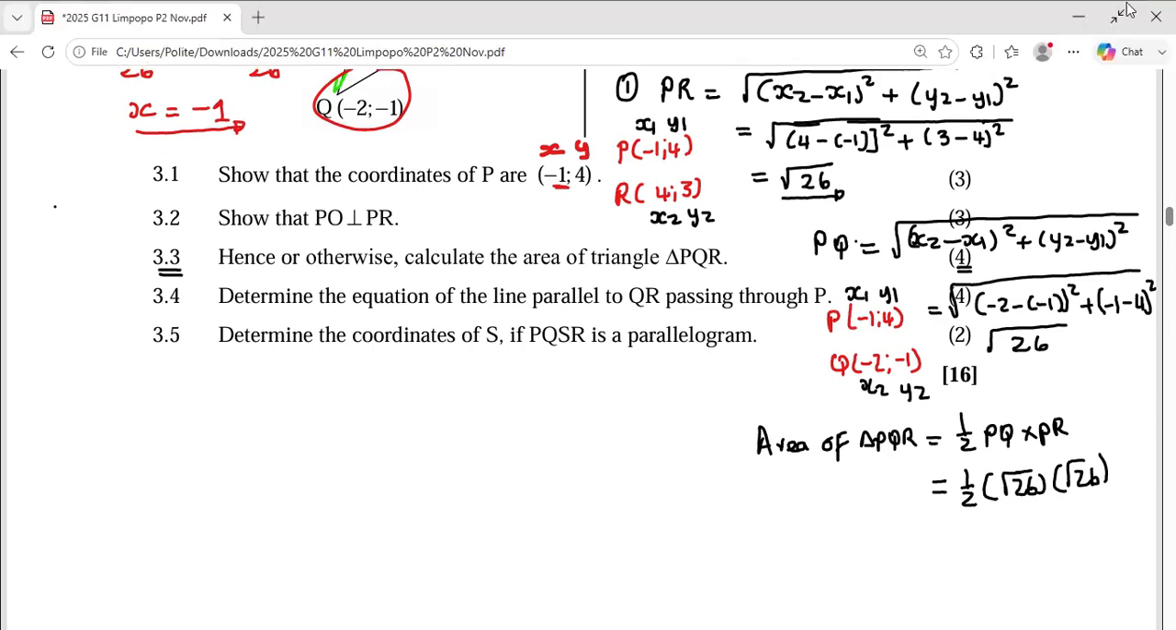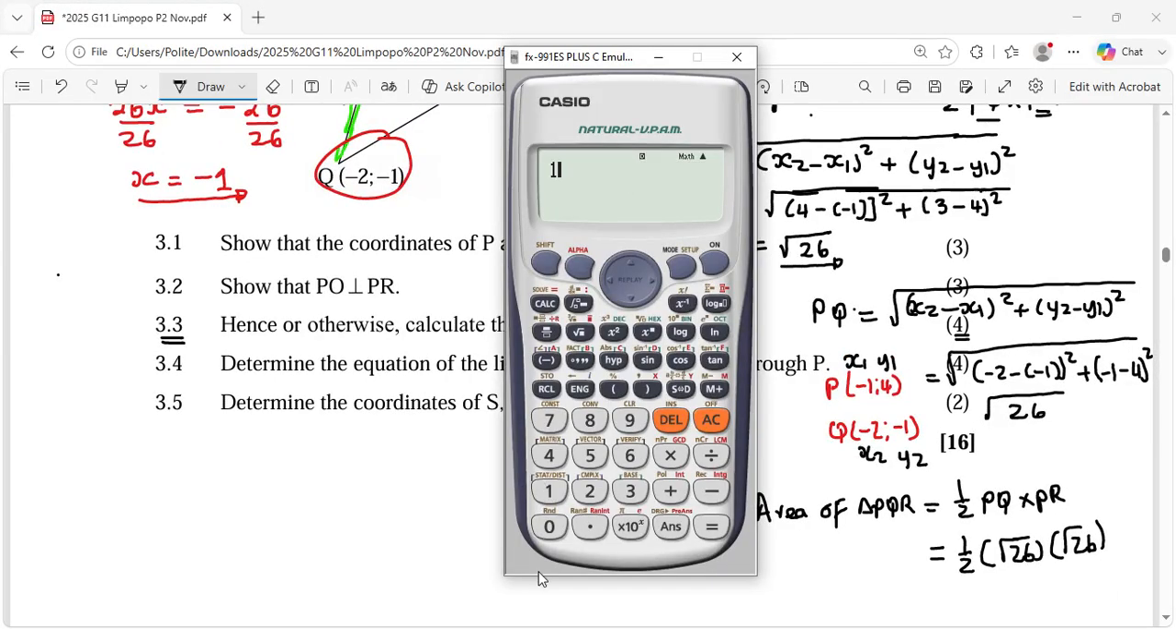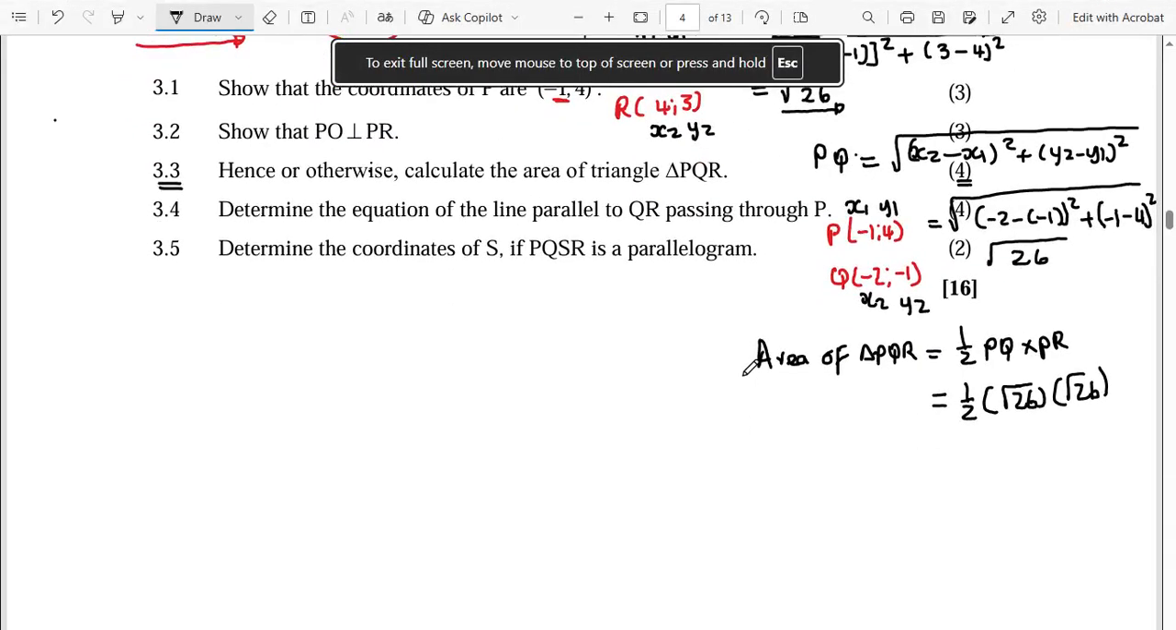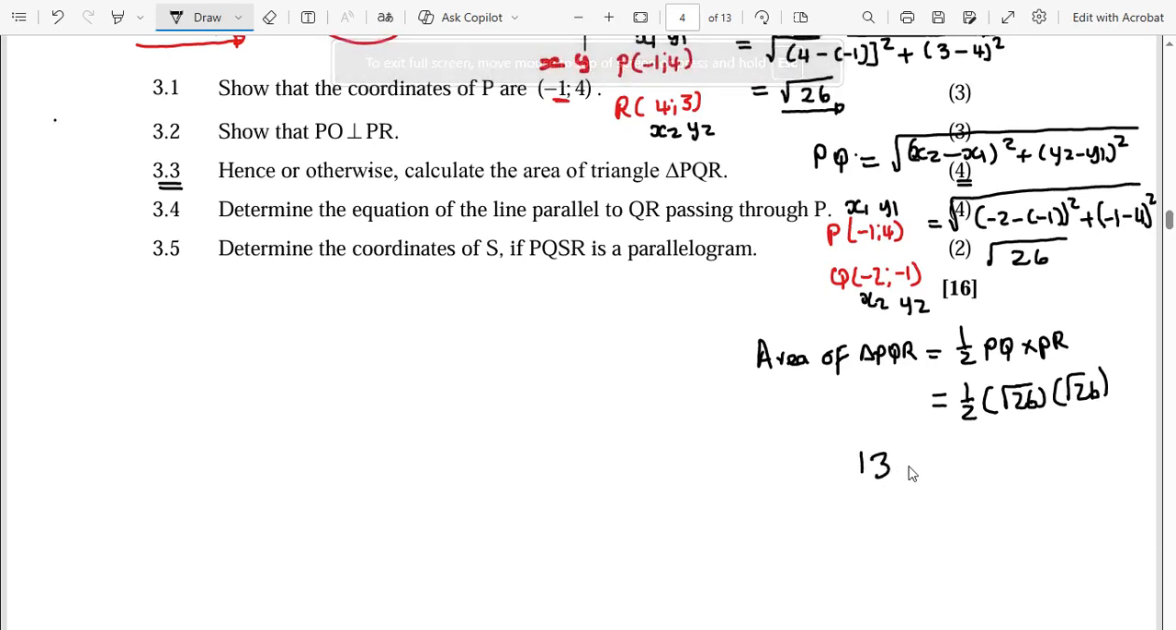But let's just use the calculator now. Just going to put this on the calculator. 1 over 2 times root 26 times root 26. Close the bracket. So this gives us 13. So the area is 13, but it's going to be 13 square units, okay? Because we don't have any measurements of the length, if it's centimeter, millimeter. So if it is not given, we just say 13 square units, just to show that we are referring to the area.